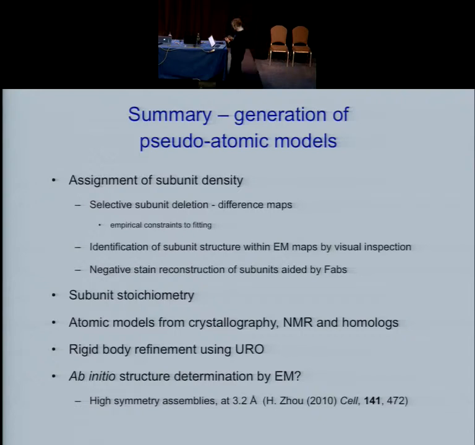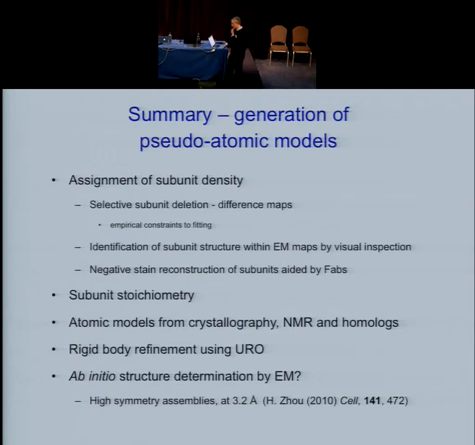And then models can be generated both by crystallography, NMR, and also from homologous structures. And then we can refine the structures in the density map using URO, which is a rigid body refinement procedure. And then, of course, eventually we'd like to determine structures ab initio by electron microscopy.